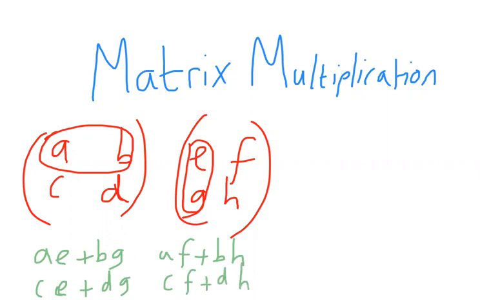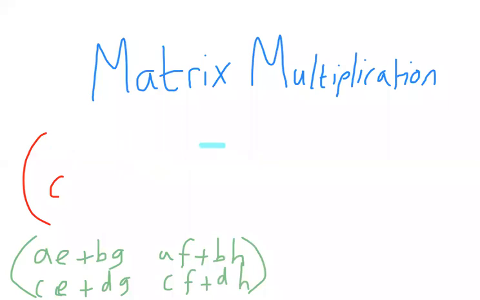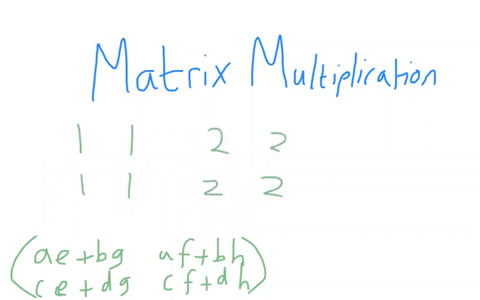Now this looks very nasty, and it is quite hard to get your head around doing matrix multiplication for 2 by 2s. But if you just think about it in a simple way, it seems very easy. Let's just do a very easy multiplication of 1, 1, 1, 1 times 2, 2, 2, 2.